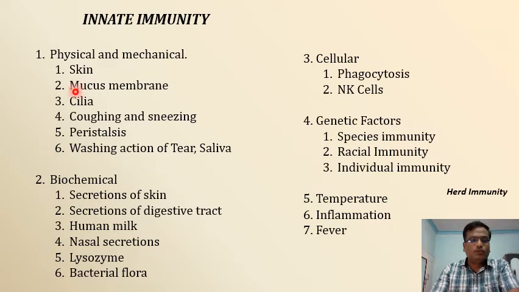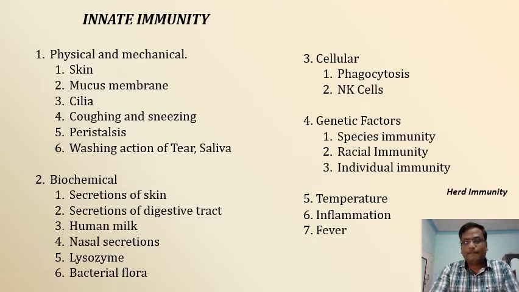Then cilia. So nasal tract, alimentary canal tract, and many other parts of the body have cilia, and cilia by their action try to remove the pathogen which has entered into that particular area. Then coughing and sneezing. Coughing and sneezing is an action whenever unwanted material or unwanted pathogen has entered into the body, it is trying to remove the cause out of the body by these physical actions like coughing and sneezing.